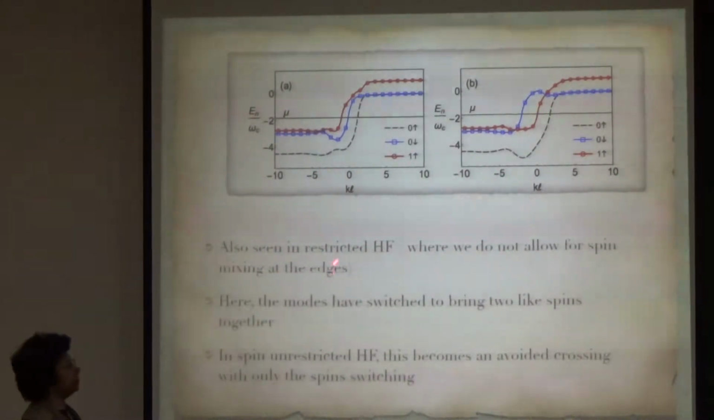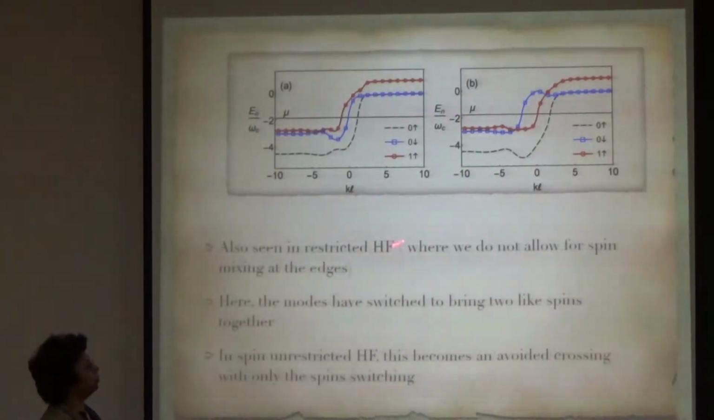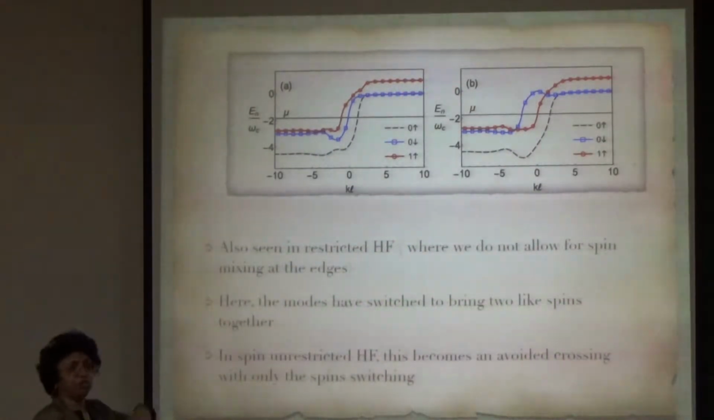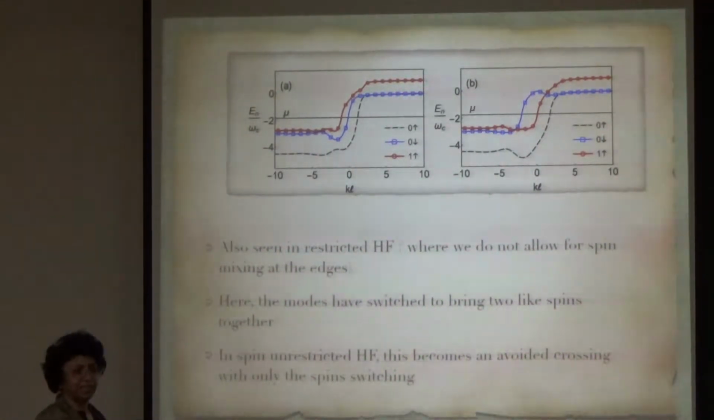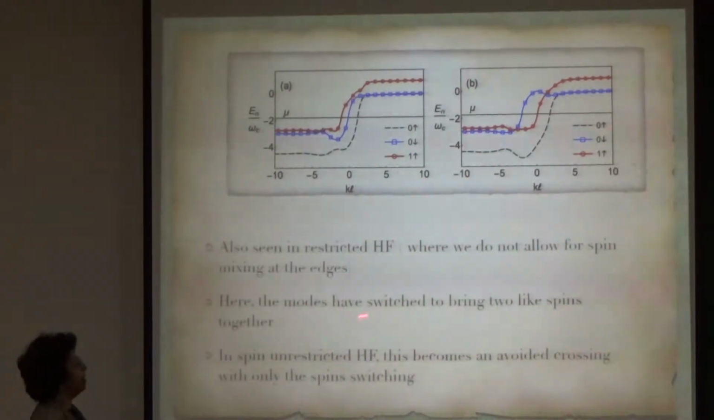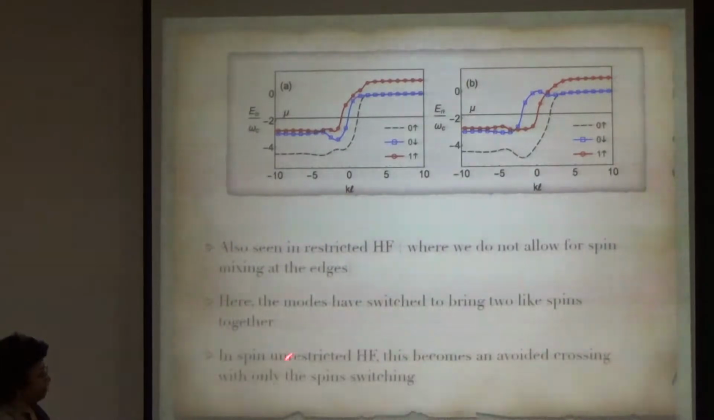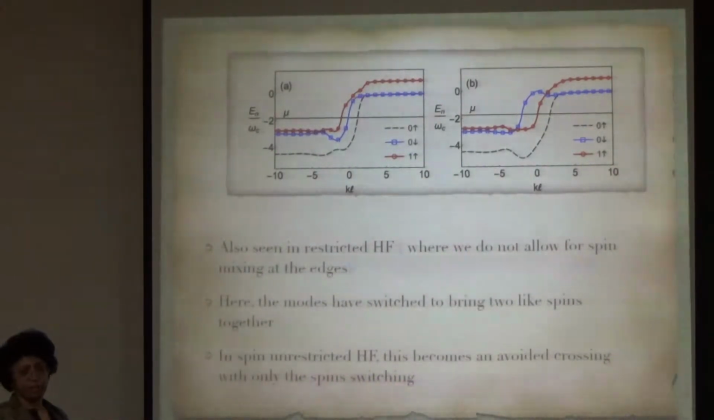We also saw that if you used restricted Hartree-Fock, where we do not allow for spin mixing at the edges, then what happens is that you actually get the crossing of the edges. It is not an avoided crossing, because it is actually a crossing at the edges, and only when you go spin unrestricted, these crossings actually become avoided crossings. But you can see the spin switching, the mode switching even in unrestricted Hartree-Fock.